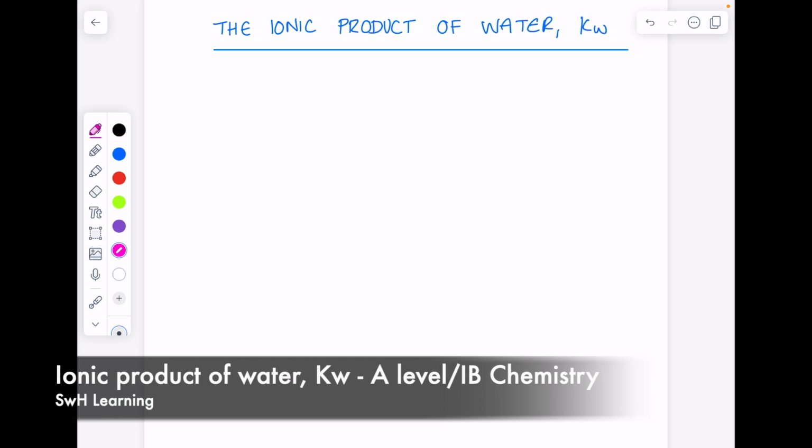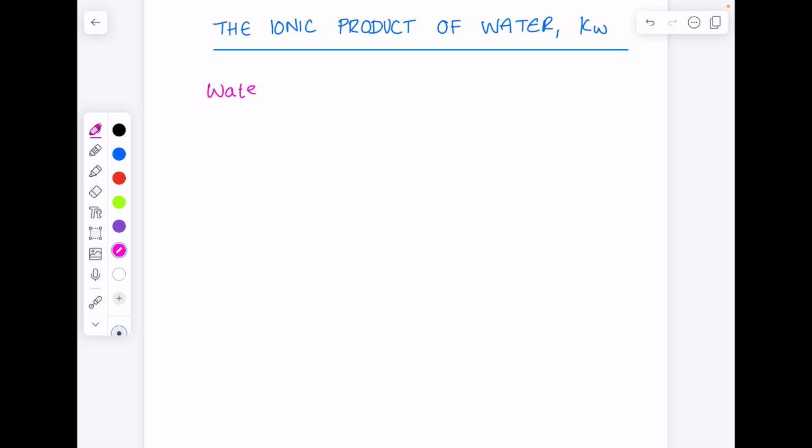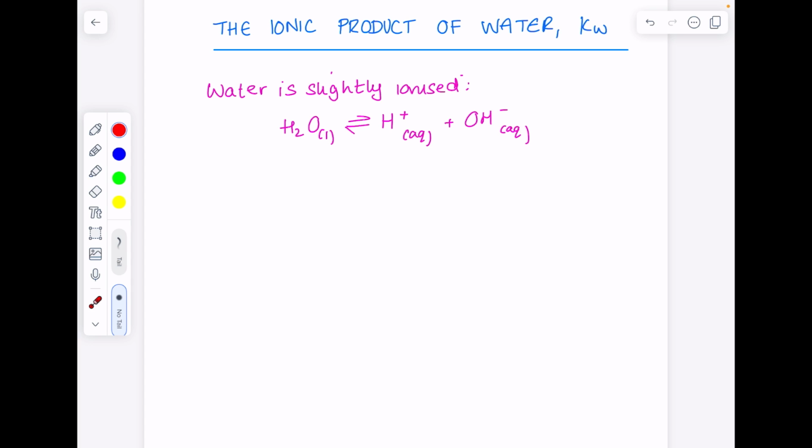The ionic product of water, Kw. Water is slightly ionized according to the following equation. So that means it exists in an equilibrium where it forms H+ ions and OH- ions in aqueous solution. Position of equilibrium, however, lies very much to the left.